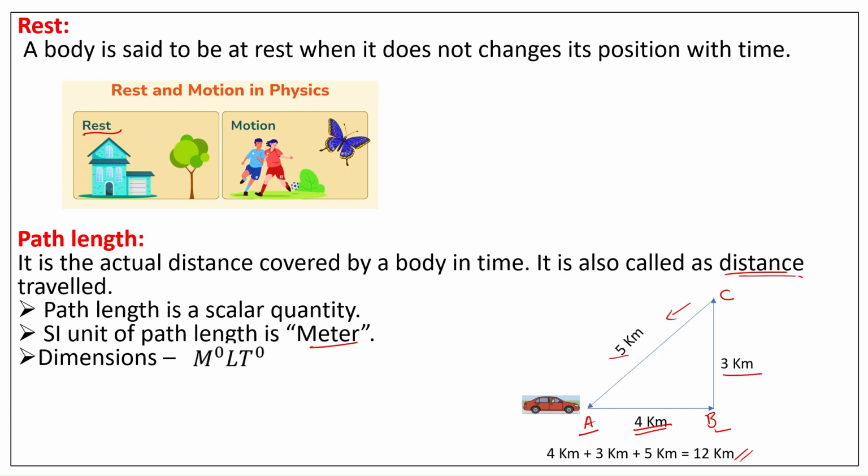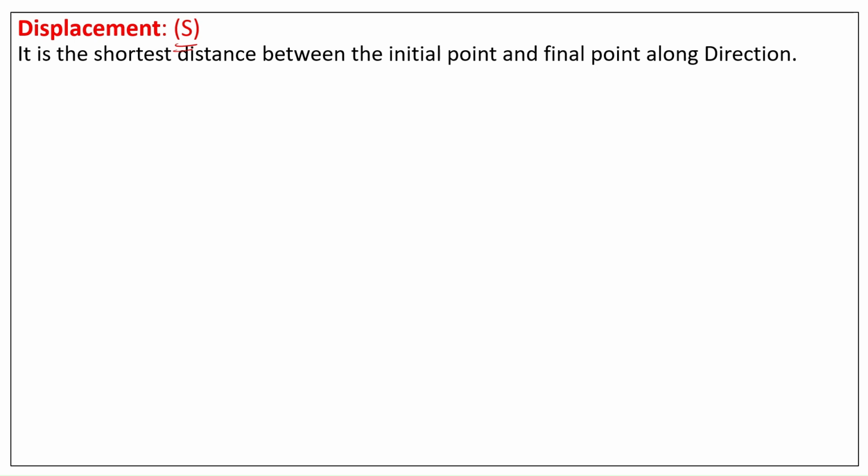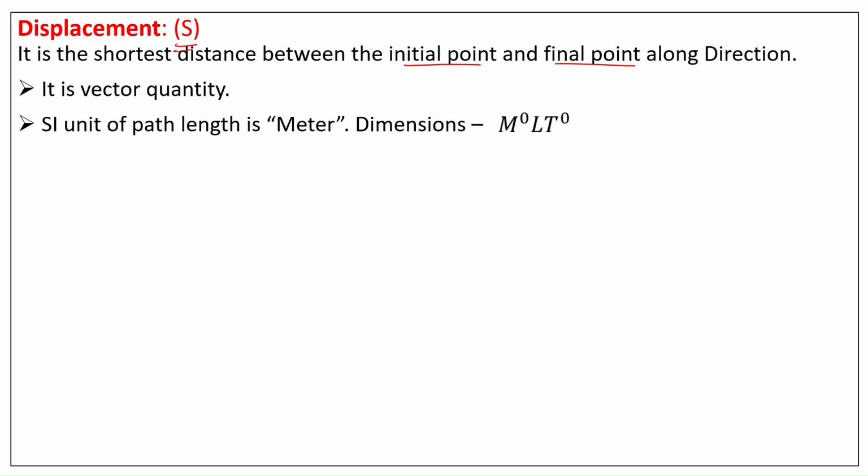Dimensions M0, L, T0. Path length depends on the actual path. Path length is always positive. Displacement, denoted by S, is the shortest distance between the initial point and final point along direction. It is a vector quantity. SI unit of path length is meter.